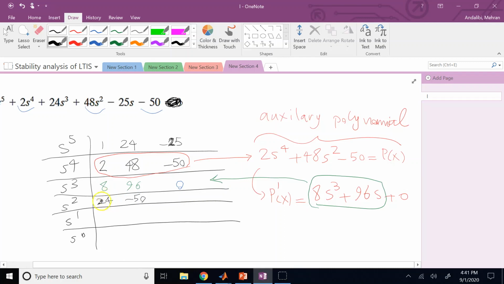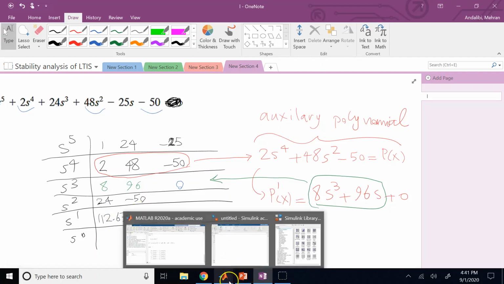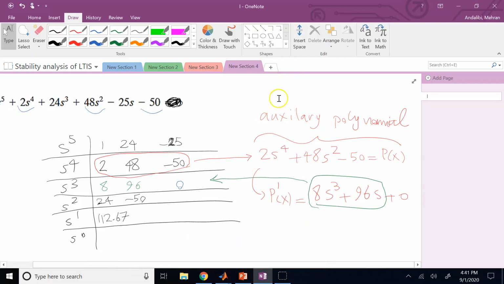The next one is going to be 24 times 96 minus 8 times negative 50 divided by 24. Again, I calculated that number. It is 112.67, if I'm not mistaken. Yes. And here I don't have anything. I can again plug in 0, and the last one is 112.67 times negative 50 minus 24 times 0 divided by this, which is going to be negative 50.